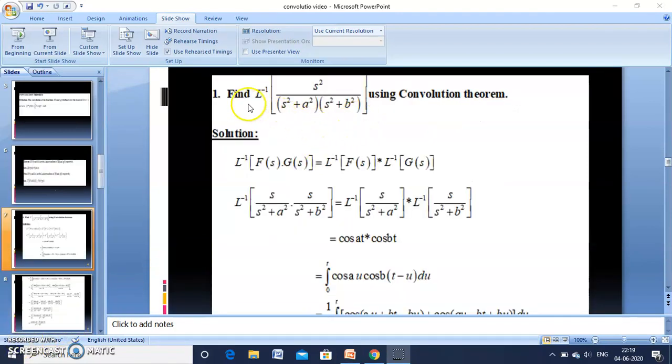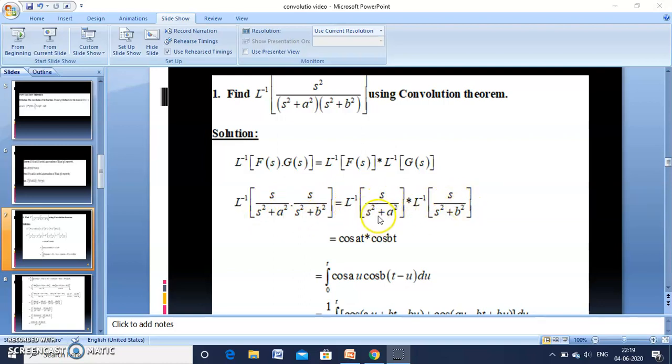We will see the first problem. Find L inverse of s square divided by (s square plus a square)(s square plus b square) using the convolution theorem. First of all, the given function must be split into two functions. So for F of s into G of s, we should write it as L inverse of F of s and L inverse of G of s. So here the function s square we will write as s into s, divided by (s square plus a square)(s square plus b square). Then split into two parts.